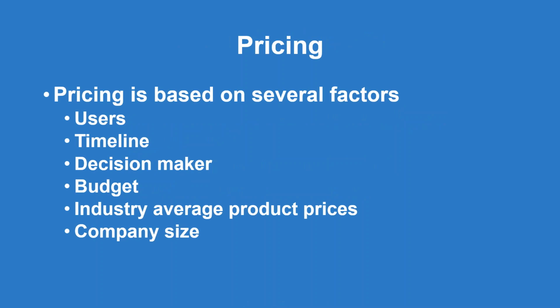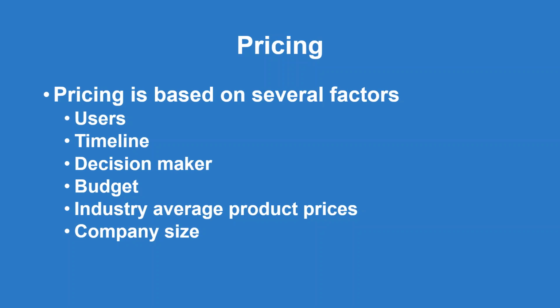So the pricing of our leads is based on a couple of different qualitative and quantitative factors. Some of those include the number of users, so how many people are going to be using the software, if it's employees, learners, technicians, depending on what type of software. The timeline, so how long is the buyer's purchase cycle? Are they looking to purchase software in a month, 3 months, or 6 months?